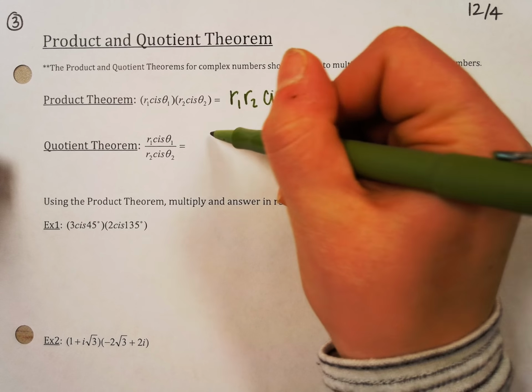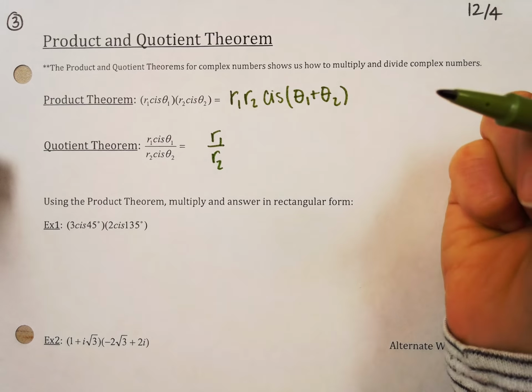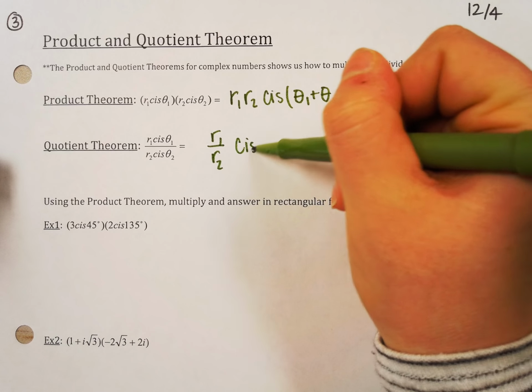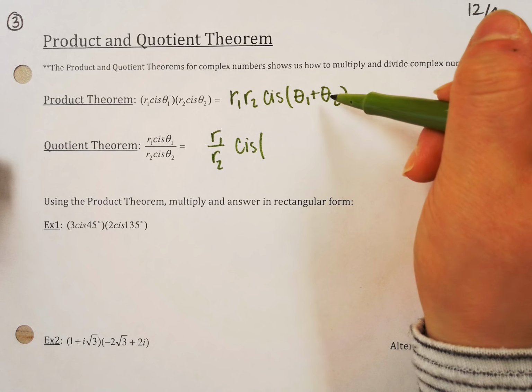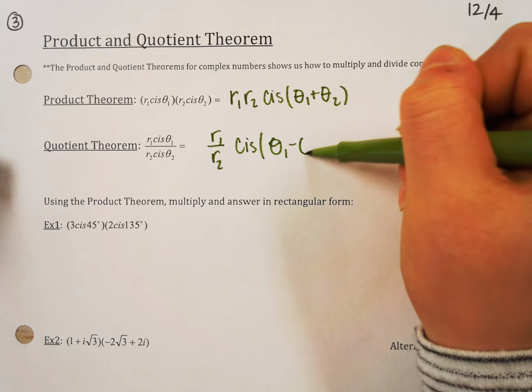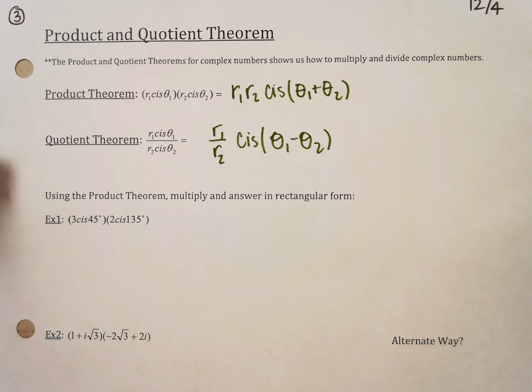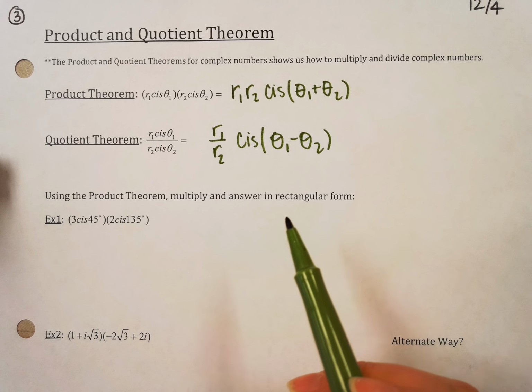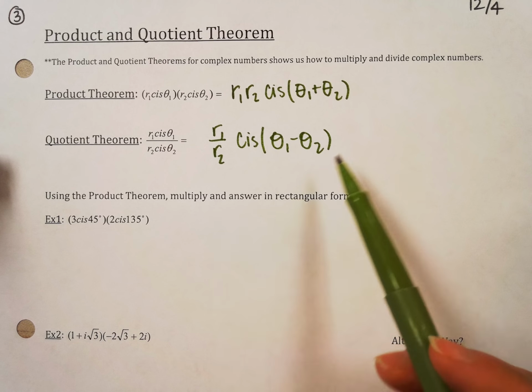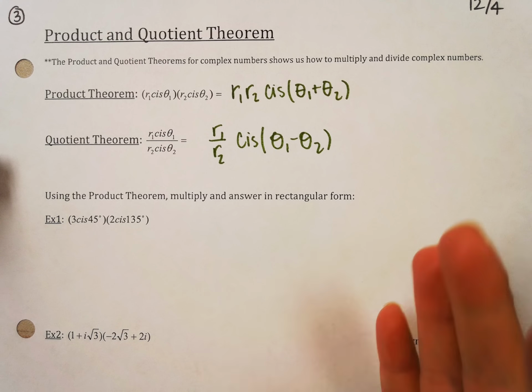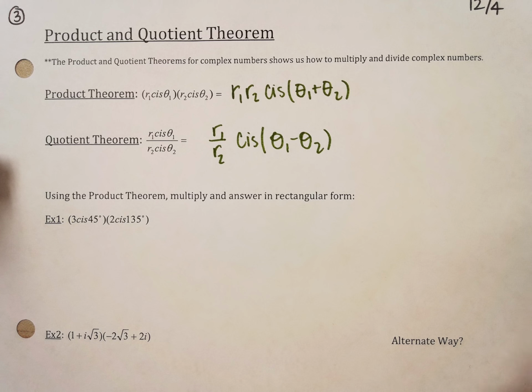Same thing with our quotient: our r values just get divided, so r1 divided by r2. And then our angles, rather than getting added together, we subtract them. Just again like exponents, x to the 7th over x squared, you would subtract the 2 and get x to the 5th. We could derive these using sum and difference formulas, but just trust me, and maybe I'll show you that at another time, these product and quotient theorems do apply and allow us to deal with our polar form complex numbers.